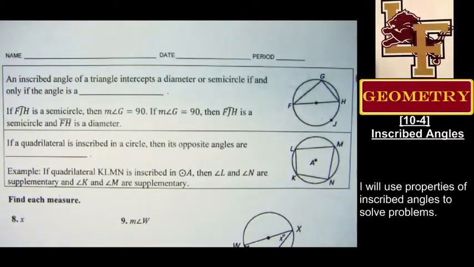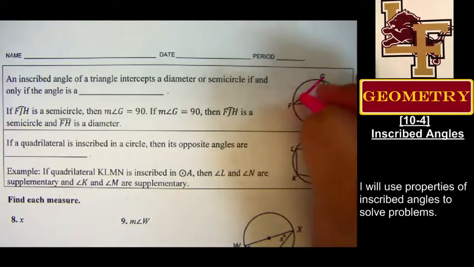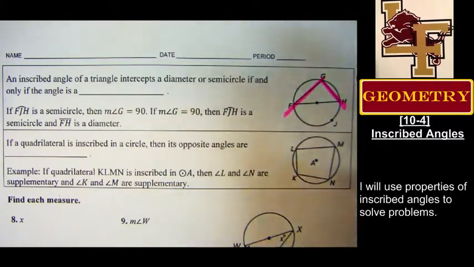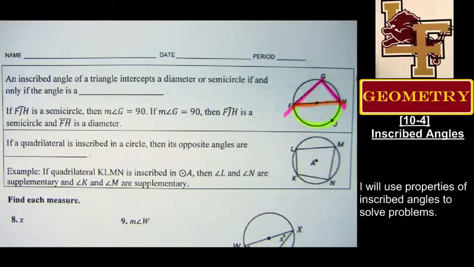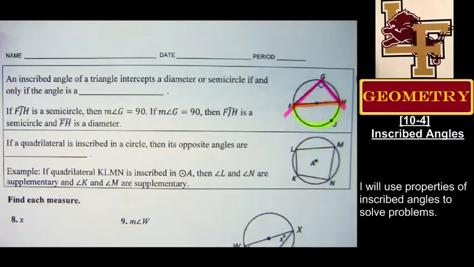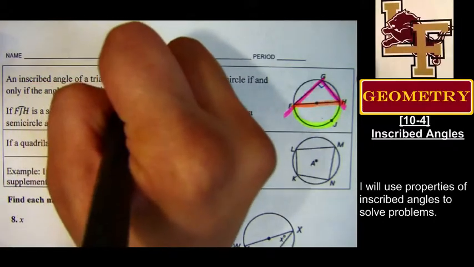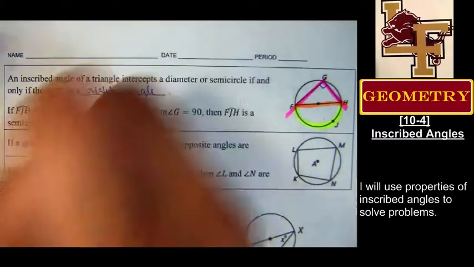Now, when an inscribed angle is part of a triangle, and one of the corners of the triangle intercepts a diameter, which ends up creating a semicircle, then the angle of that corner of the triangle that's cutting at the diameter is a right angle. Let's talk about why.